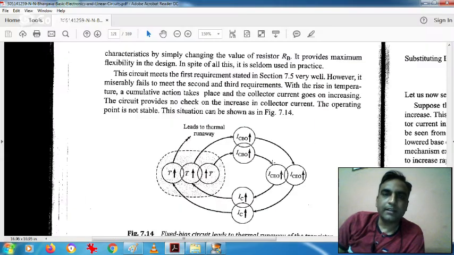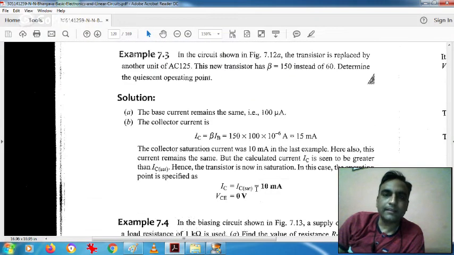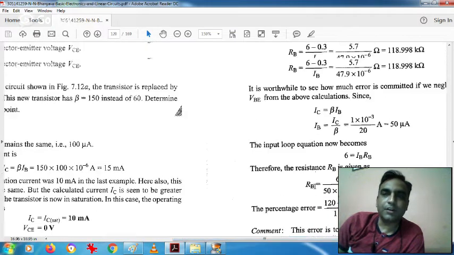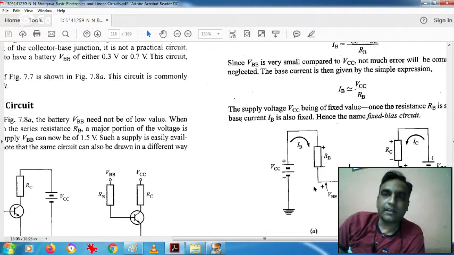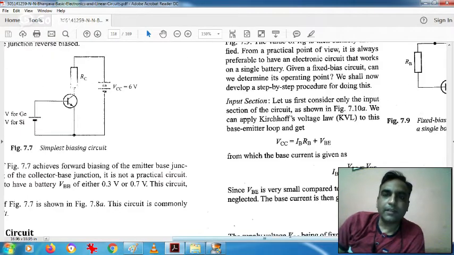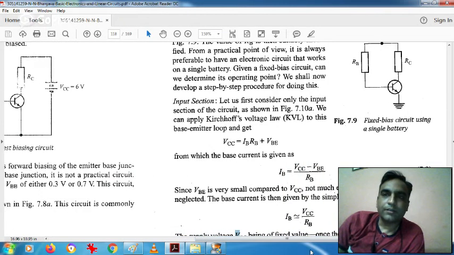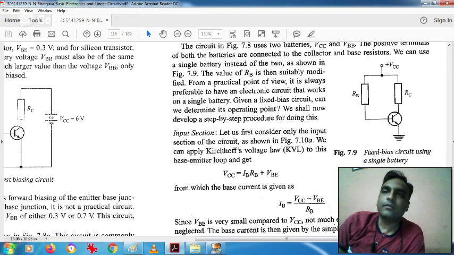So friends, in the last lectures in the offline mode in Chalk and Talk, we have covered the fixed bias circuit. It is the basic biasing circuit which utilizes only one battery, where two resistors, RB and RC, are connected with the transistor. Then we have analyzed the circuit.